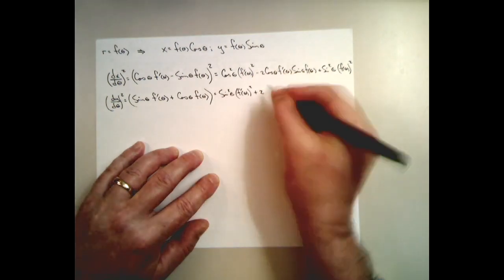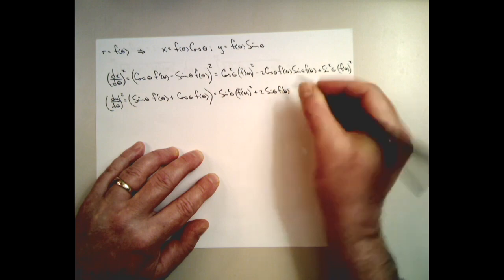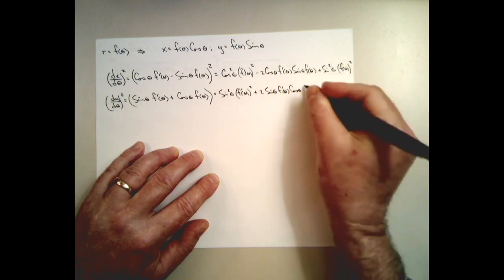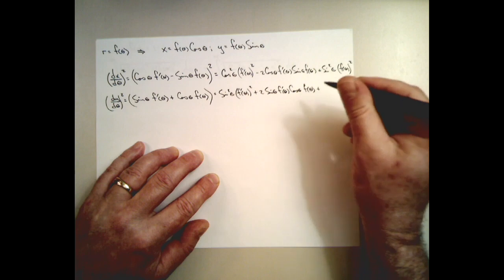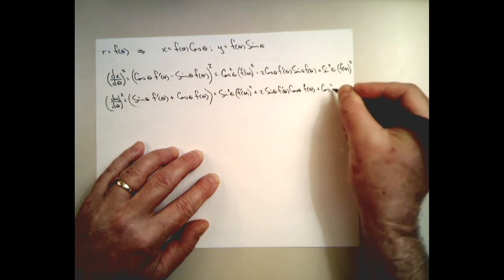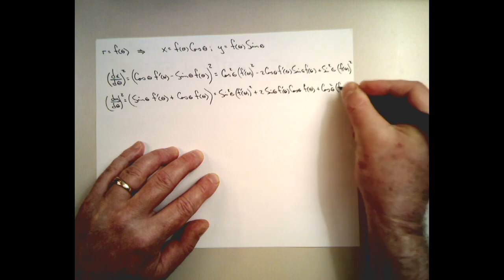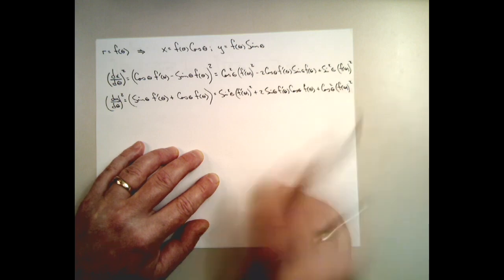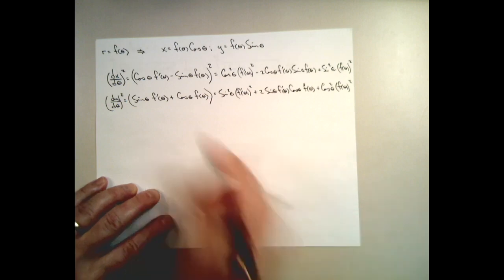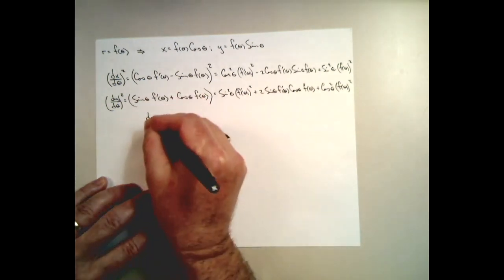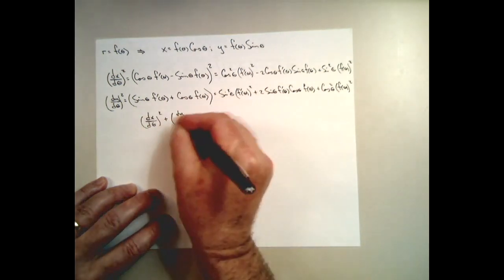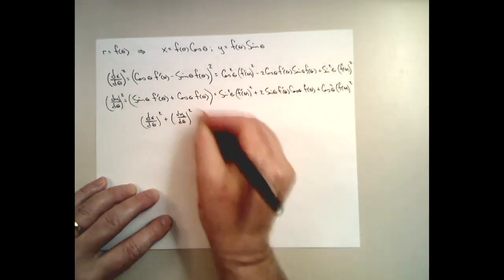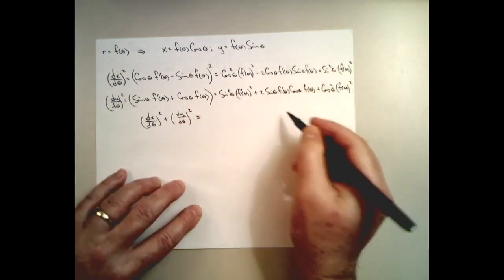plus 2 sine theta f prime theta cosine theta f of theta, plus cosine squared theta times f of theta quantity squared. And so whenever I add them together, let's see, dx d theta squared plus dy d theta squared. That's going to turn out to be, so I'm going to add these two together.